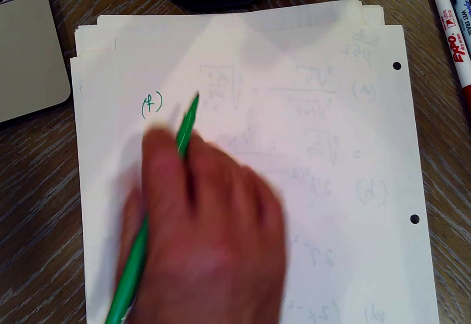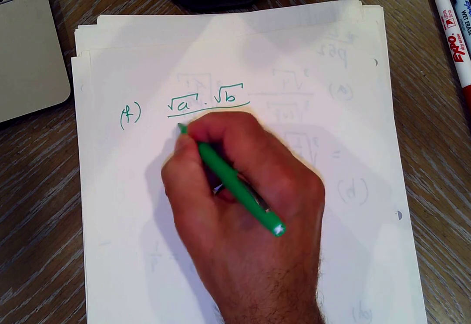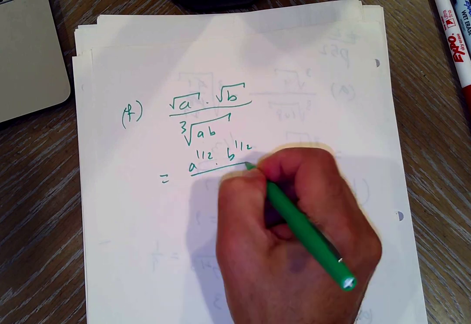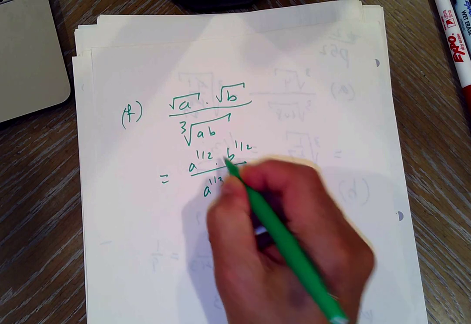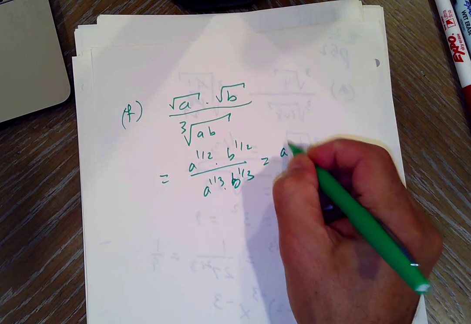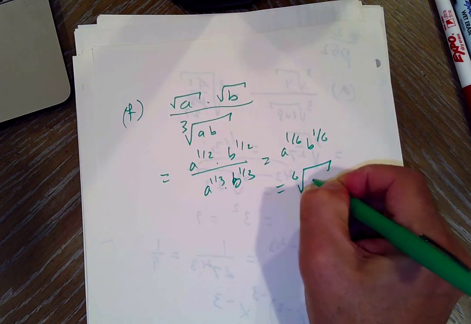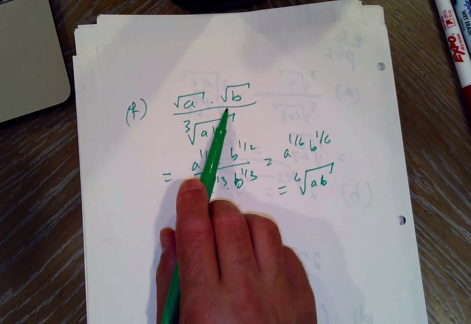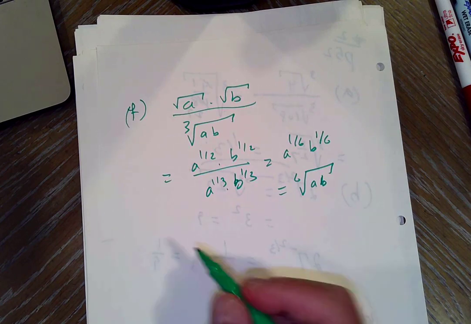And for f, you have square root of a times square root of b over cube root of ab. You can write this as exponent power. That's as much as I could do. And then you could subtract the exponents, so you get a to the 1/6, b to the 1/6, which you could write as the 6th root of ab. So you can see that square root of a times square root of b over cube root of ab is the 6th root of ab.